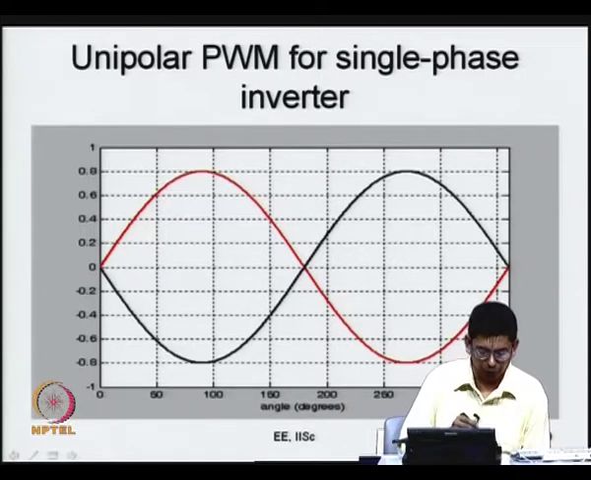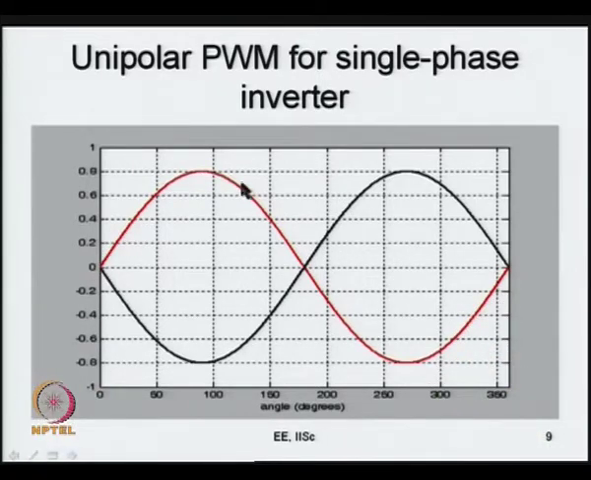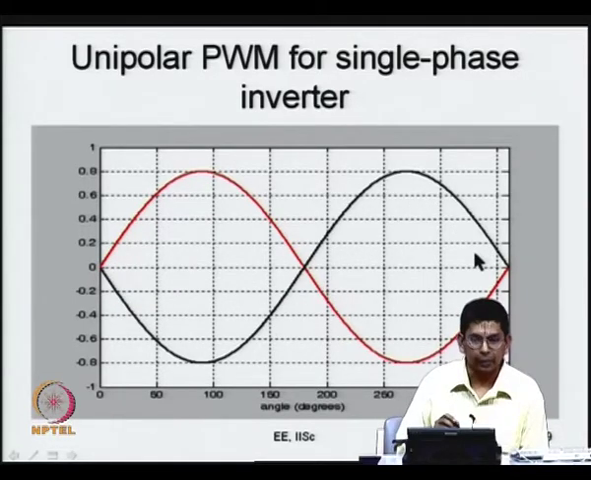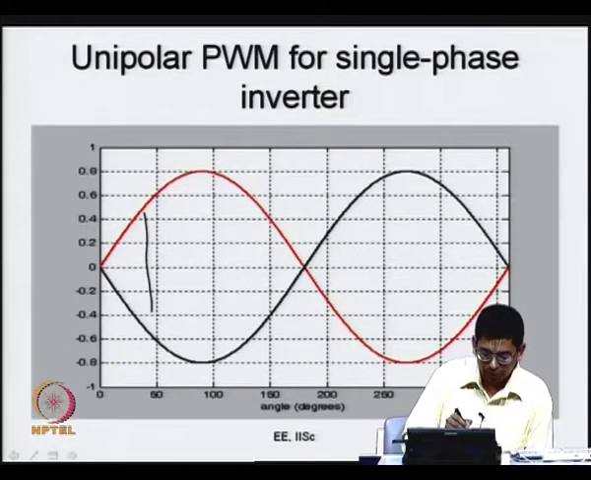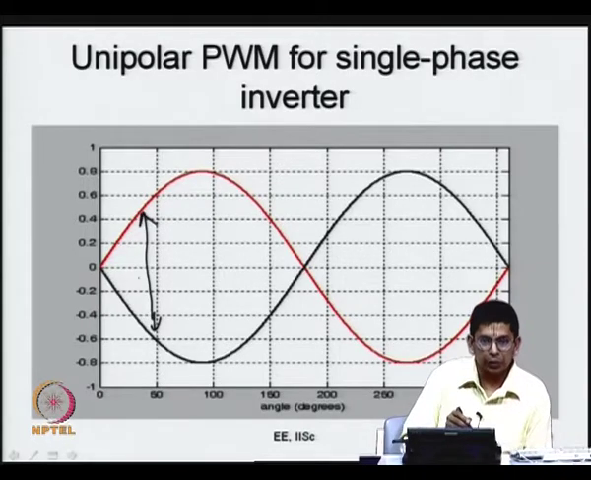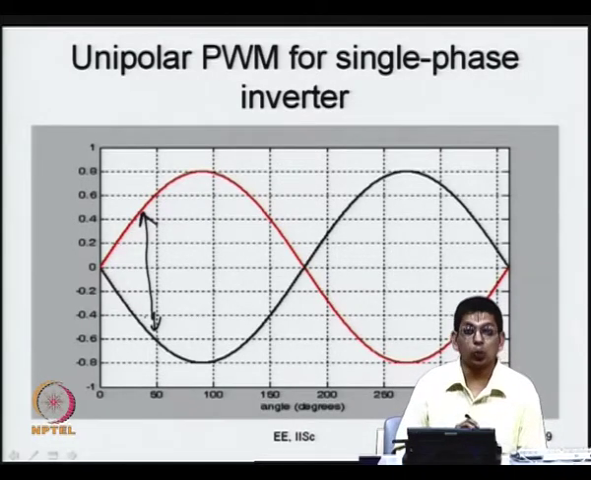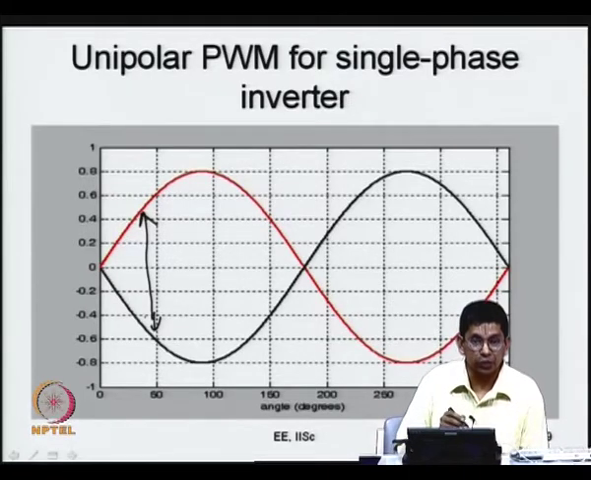What is that? The top waveform represents MA, the modulating signal for leg A. The black waveform represents the modulating signal for phase B. The red signal represents the average pole voltage of A leg. The black signal represents the average pole voltage of B leg. What does the difference between the two represent? The difference between the two represents the average load voltage. It is the difference between the two.